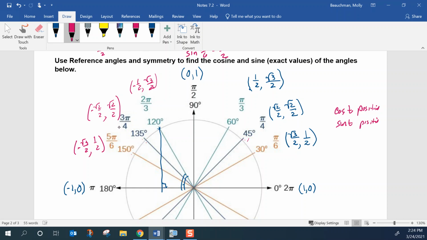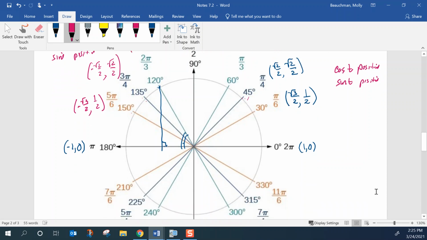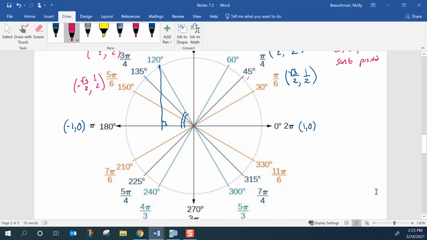In the second quadrant, the cosine of the angle is negative, and the sine of the angle is positive. So we can take the same idea of symmetry and the same idea of reference angles and find out the exact values for sine and cosine all the way around the unit circle.